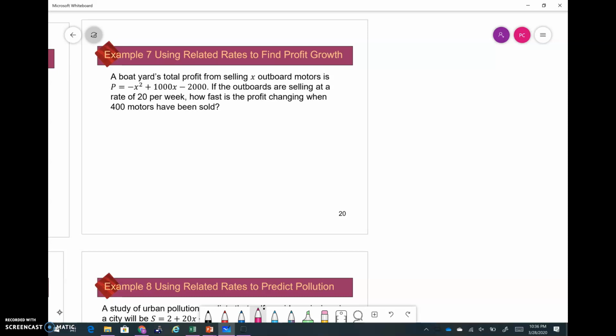Okay, so how fast is the profit changing? That means I need to take this function and find the derivative. Profit changing would be your dP over dt. We know that 400 motors have been sold. There's your X. And they're selling at a rate of 20 per week. That per week gives us dx over dt.